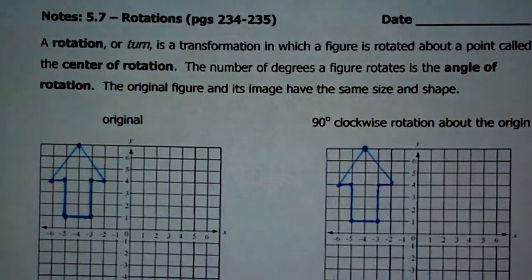So, the original figure and its image have the same size and shape. So you're not really changing the figure, you're just changing its rotation. You're just moving it around. So here's our original shape. We have a lovely little arrow here.